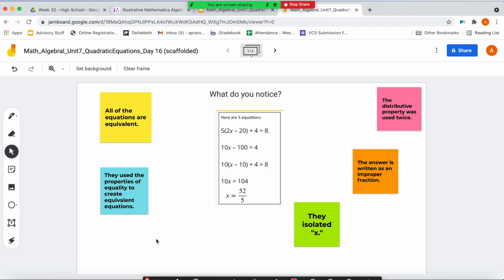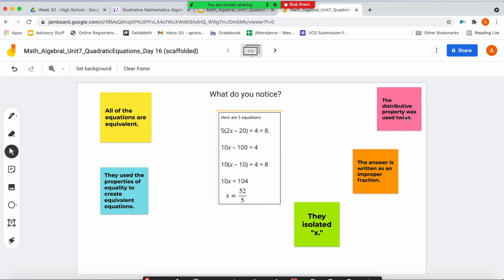So first question, what do you notice? Somebody might notice all of the equations are equivalent. We want to emphasize that. Some students might notice they use the properties of equality to create equivalent equations. Interesting. Where do you see them using the properties of equality? What moves did they make when they were using the properties of equality? Well, they subtracted 4 from both sides here to get to this expression.